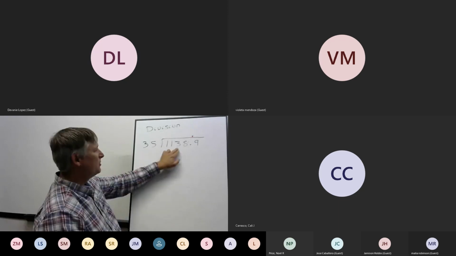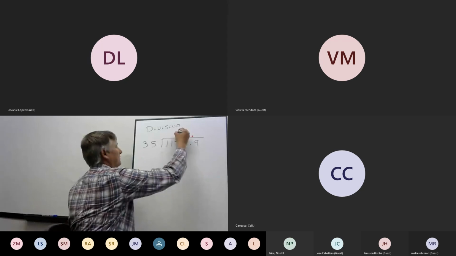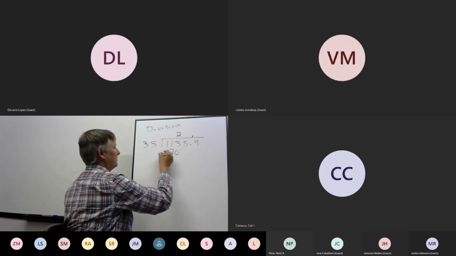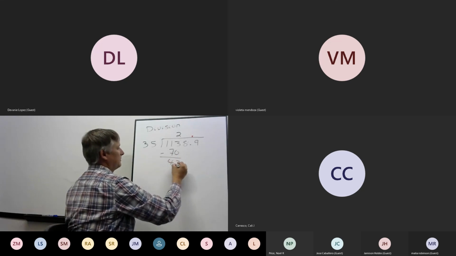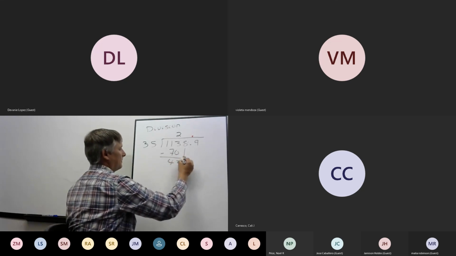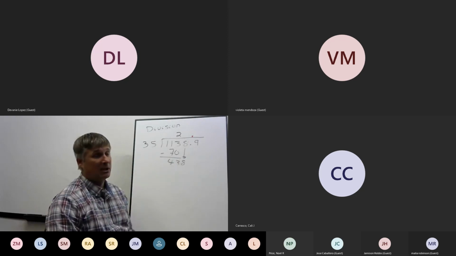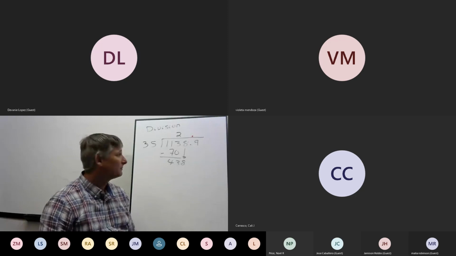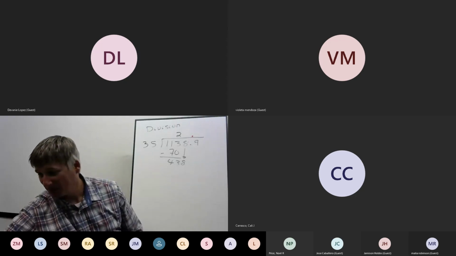Now, it goes into 113 at most 2 times. 2 times 35 is 70. And this will subtract that. We'll get 43. Bring down the 8. Now, I'll be honest, doing this one in my head is a little hard, so I'm going to look at what they wrote on the example. Sometimes mental math can be a bit much.